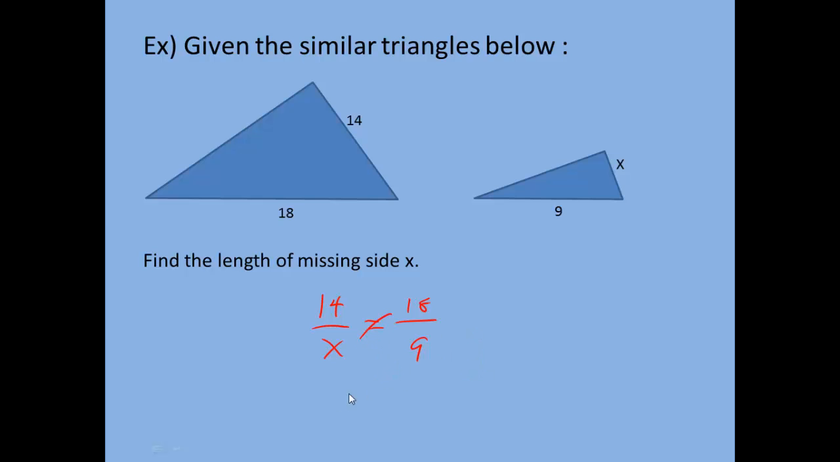Going up this cross, we're going to have 18x is equal to, going down this cross, 14 times 9, which is 126. And now you're ready to solve. We're going to divide both sides by 18, and we're going to end up with x is equal to 7. 126 divided by 18 gives us 7.